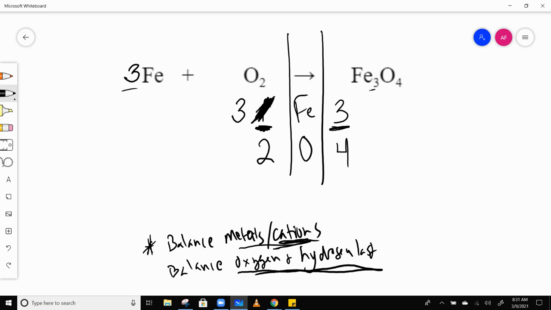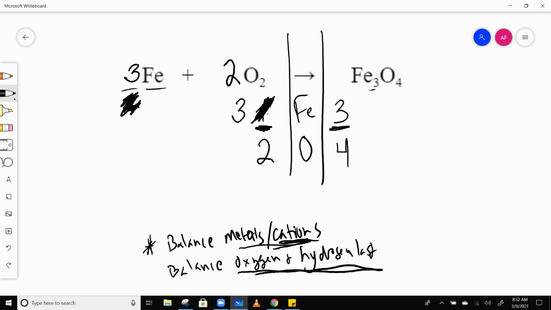Do the whole recount. That's one of the things that messes a lot of people up. I get a lot of people writing a 2 here, and then this 2 plus 1 is 3. No, that's not how it works. It's 3 times Fe gives you 3. Then here we have 2 oxygens. We need 4. So multiply by 2.